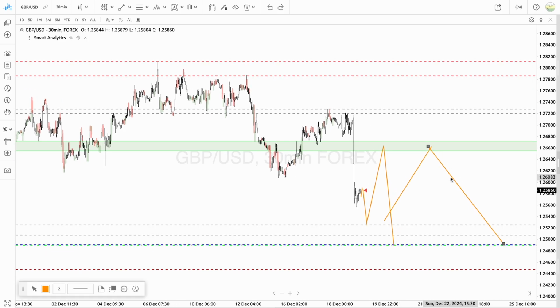Let me know what you think about GBP USD. How are you approaching this? And if you were fortunate enough to catch the sale that happened today right after FOMC and that long move down 150 pips. All right.